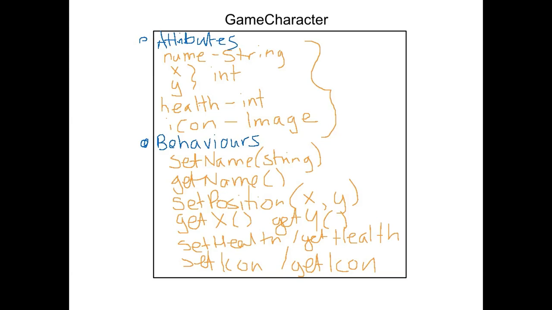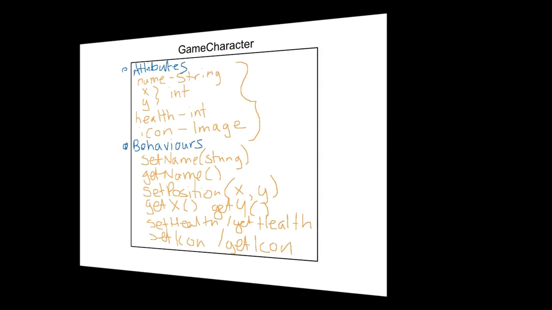So with an idea of what attributes we might have and what behaviors we might have, we can then go on to code our game character and then code the game that's going to use the character. So hopefully that makes a little bit of sense. Let's go on to Eclipse and start to build it.